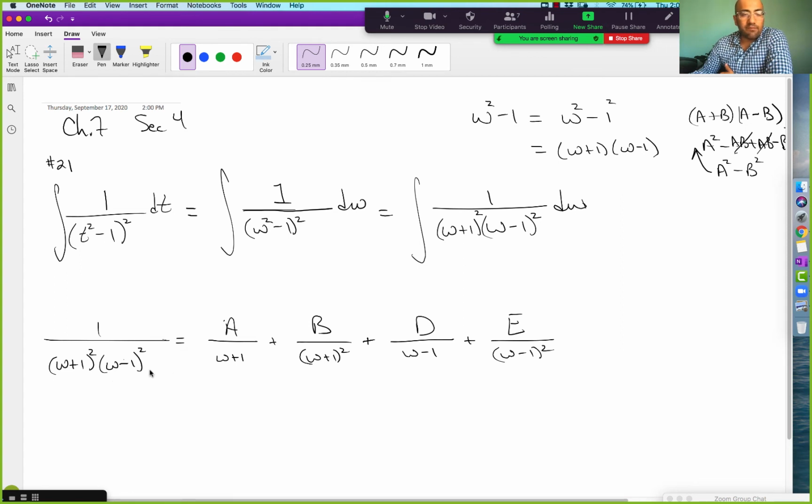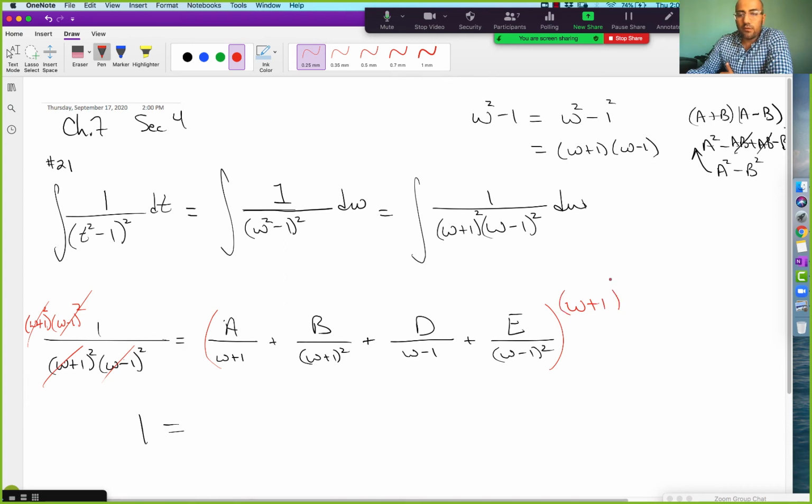So now to simplify this, I'm going to multiply both sides of the equal sign by this term. Multiply this side by w plus 1 squared, w minus 1 squared. So everything cancels here, leaving me just a nice, happy little 1. Seems like this is going to be an easy question, but then you peek over to the other side and you go, no, this is not going to be an easy one.